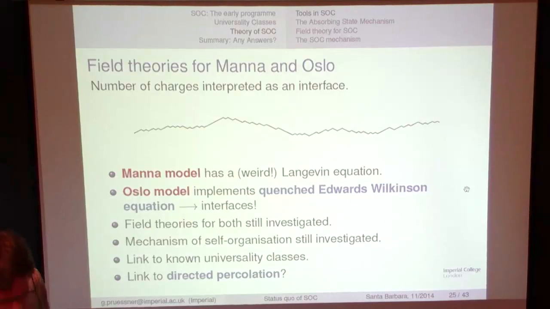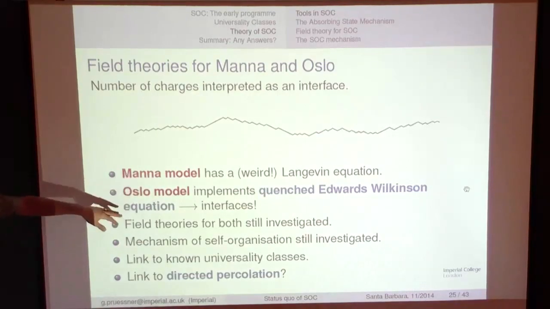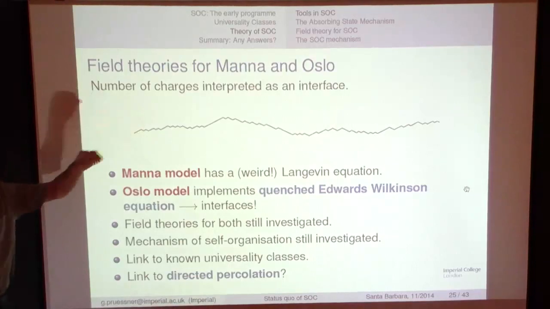Okay, so here's one direction I have taken to analyze self-organized criticality, and that was to map the Oslo model to the quenched Edwards-Wilkinson equation, and then make the link to Pierre Le Doussal's and Kay Wiese's work. The idea here was to write down an equation of motion, but not for, let's say, the actual configuration of the system, but for the number of charges each site receives. So this is a different interface. It's not the interface of configuration. It's the interface that somehow counts how many charges a site has received.